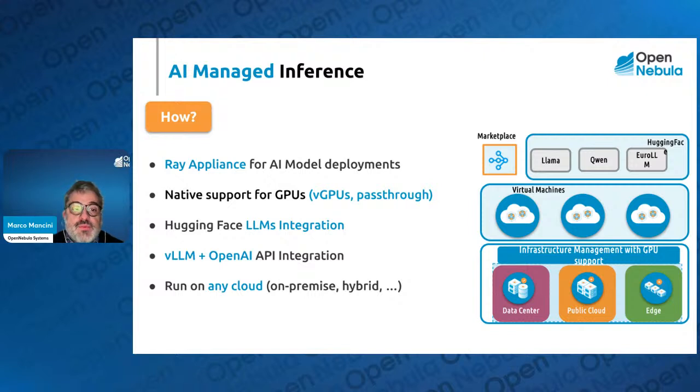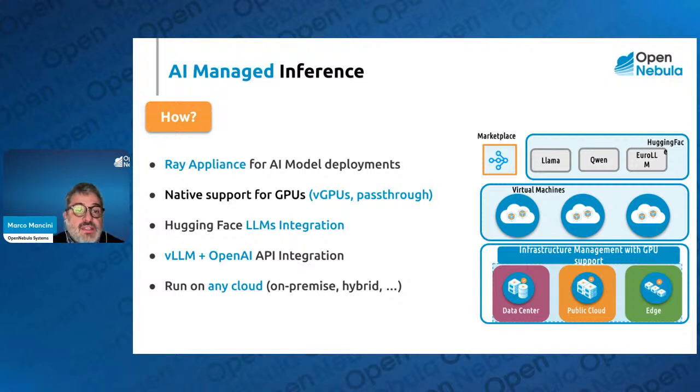One of the things that we have done is to integrate this appliance with Hugging Face. At the moment, we have validated, tested and integrated some models like Llama from Meta, Qwen, and EuroLLM. These are the main ones that are actually tested and validated, but we are going to support other models in the future, and we are also going to provide profiles that can be associated to the different models according to the resources needed by that model.